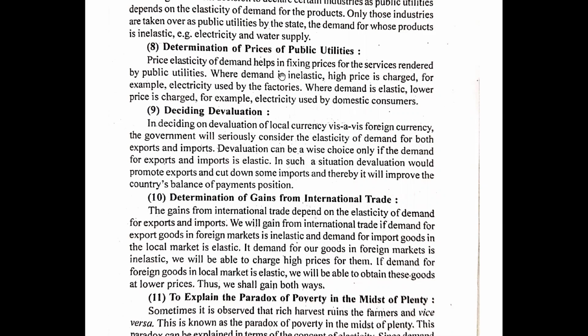Price elasticity of demand helps in fixing prices for the services rendered by public utilities where demand is inelastic. A high price is charged, for example, for electricity used by factories where demand is elastic. A lower price is charged, for example, for electricity used by domestic consumers. So guys, the government decides where to charge high and where to charge low.